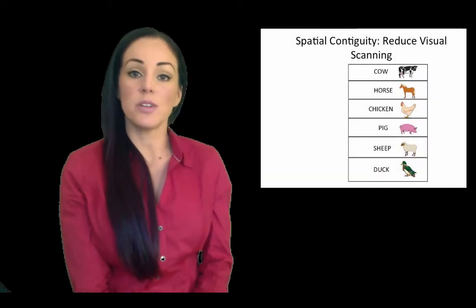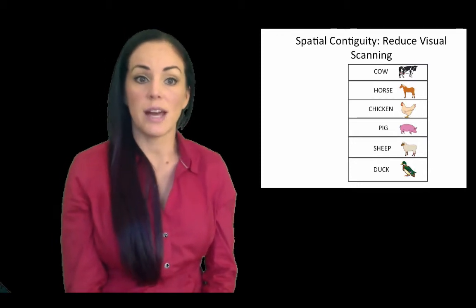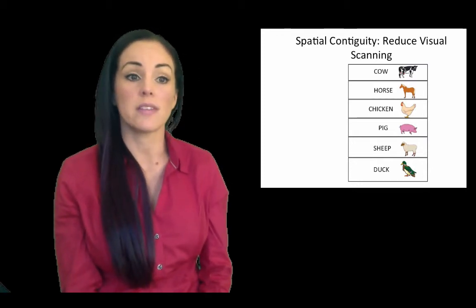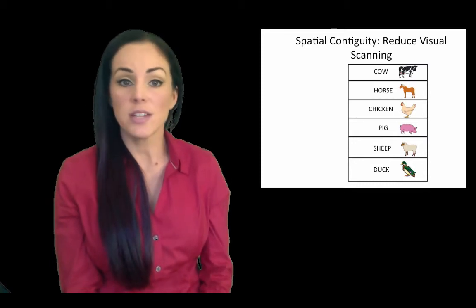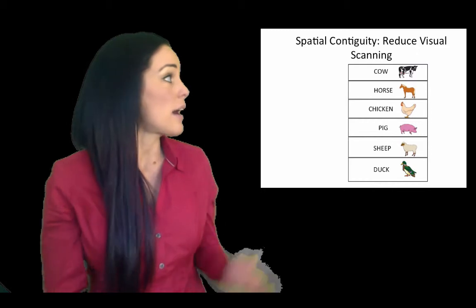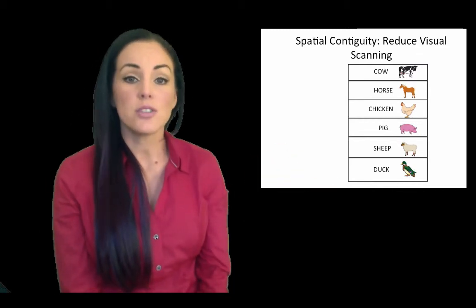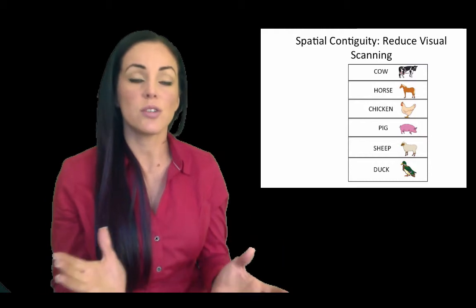The second principle is the spatial contiguity principle. Let's say that I'm teaching children how to spell the names of the animals shown on the slide, and this is the first time they have seen the animals' names written down. As you can see, I have the names written beside the actual picture of the animal, so they're able to learn to associate the word with the actual picture.